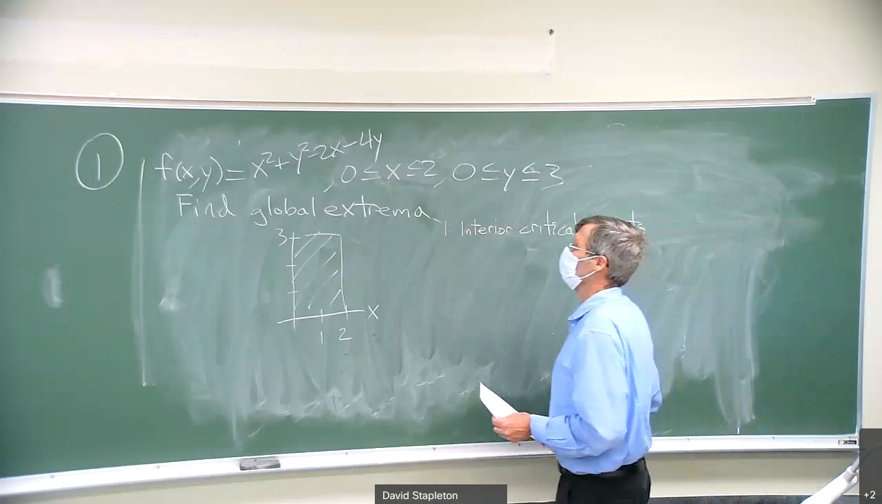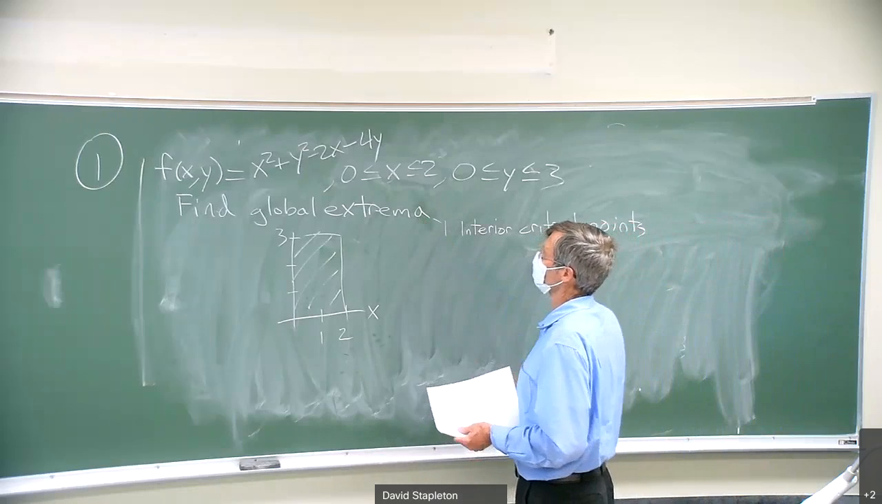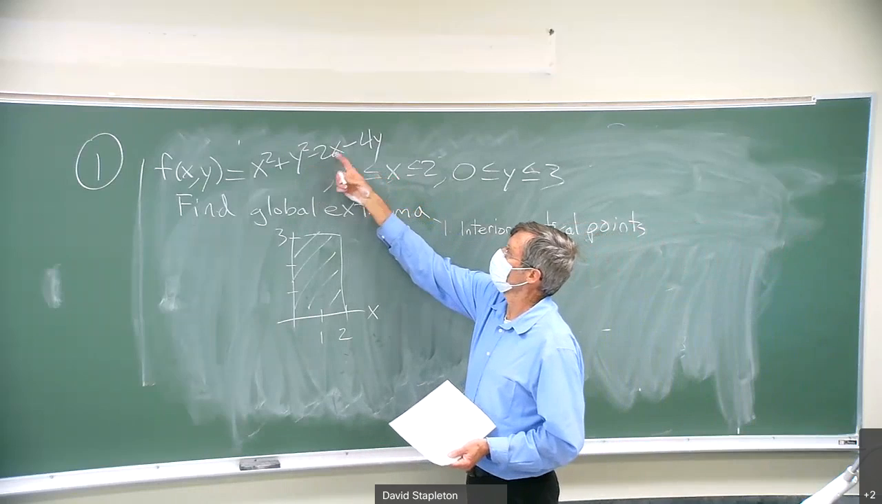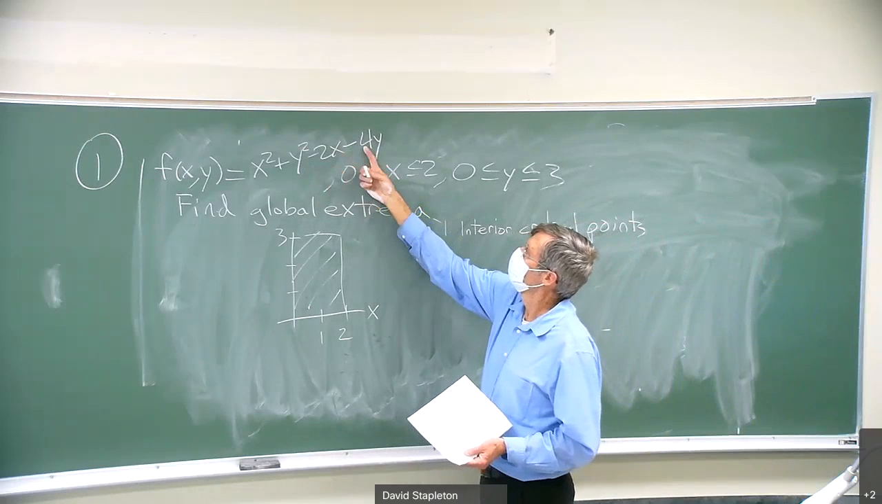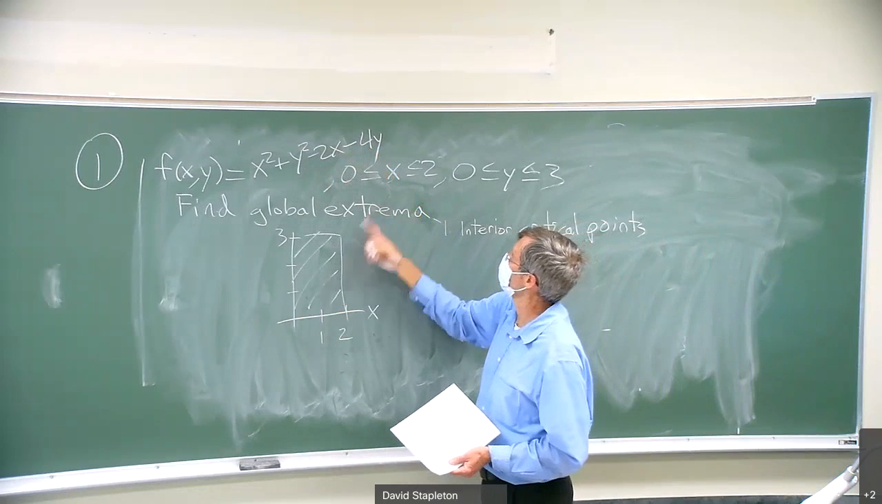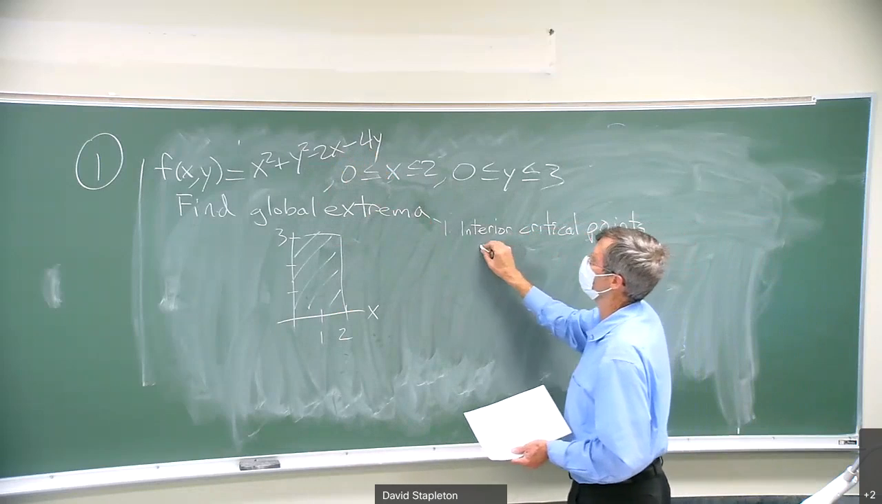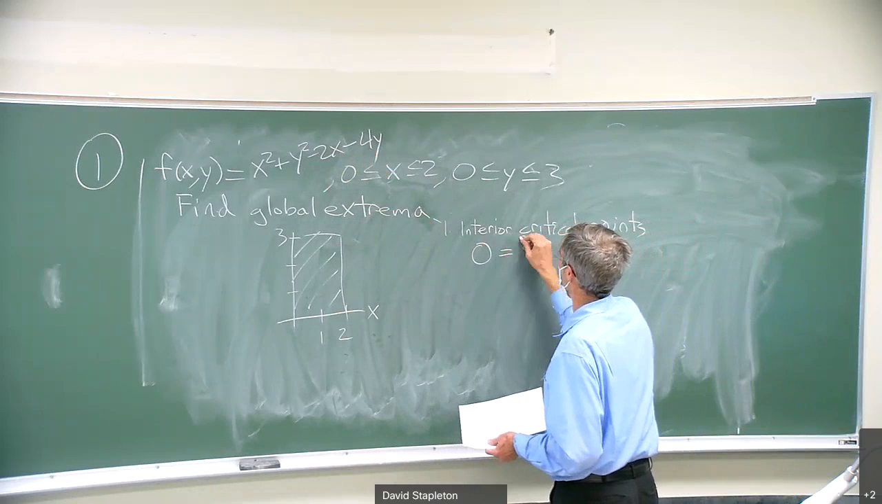On the first problem, to find the extreme values, the global extrema of this function over this rectangle, we'll first find the interior critical points by setting both partial derivatives to 0.